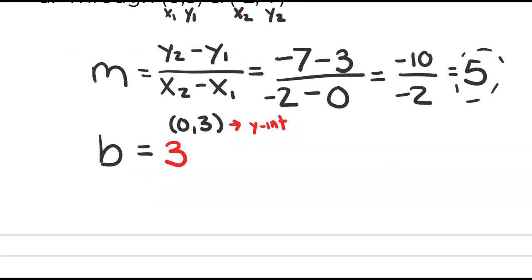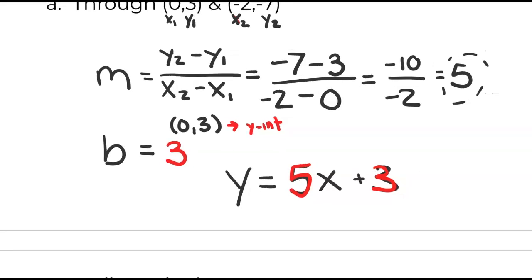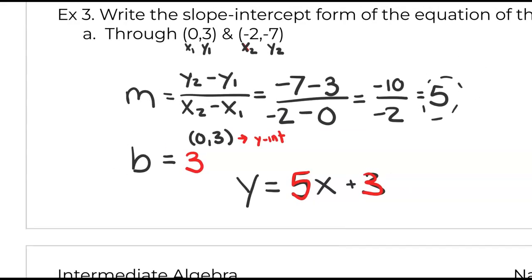So now we can write y is equal to 5x plus 3. And I should change these to red to keep it consistent. All right. So again, same thing as always. You just find the slope and your b value.